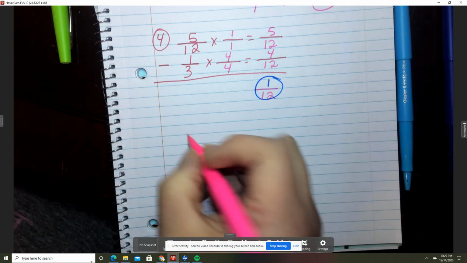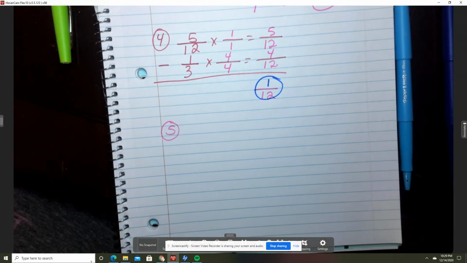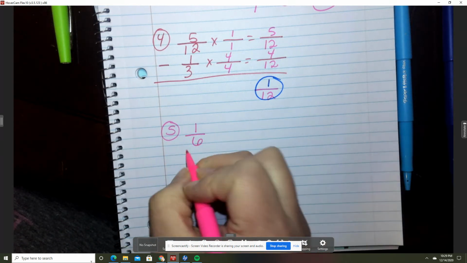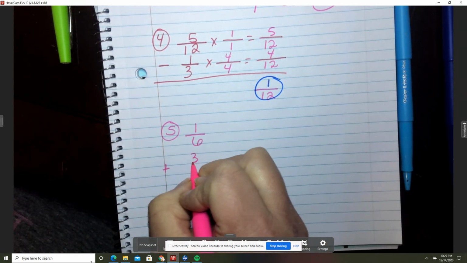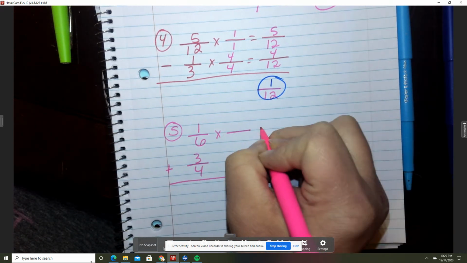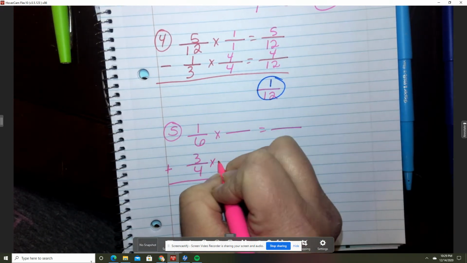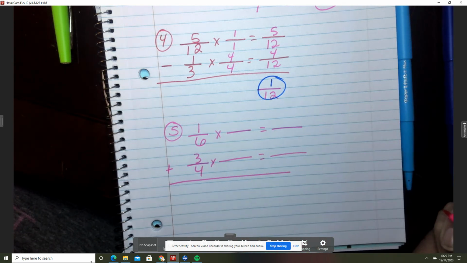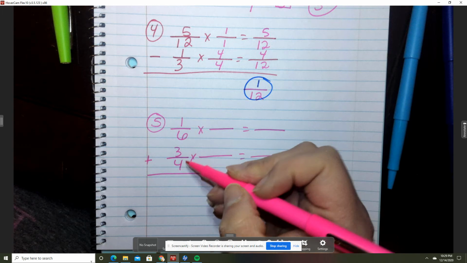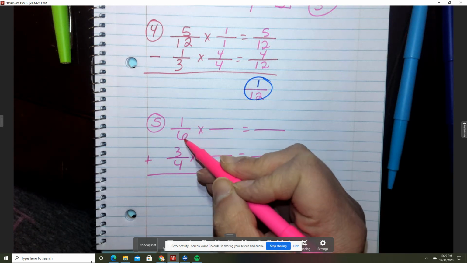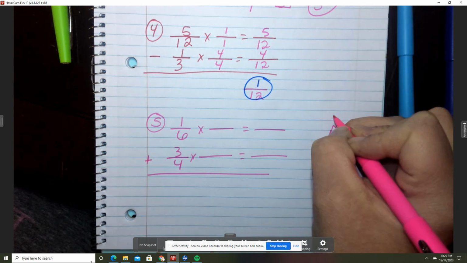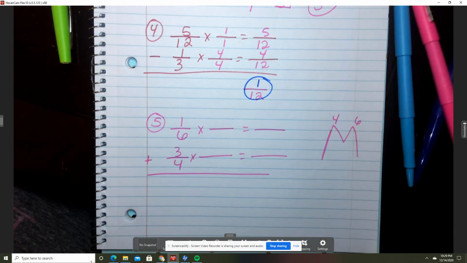All right, let's do one more, and then I'm going to set you free. 1/6 plus 3/4. And like I've been doing, go on and set up your problem, okay? Because you know you're going to have to do this if you have two different denominators. You're going to have to set it up. All right, so the smallest denominator, can it go into 6? No. So I'm going to make my m, put my 4 and my 6.